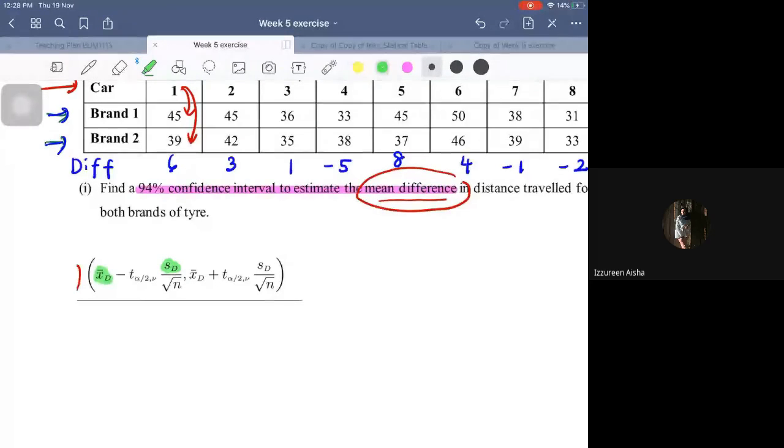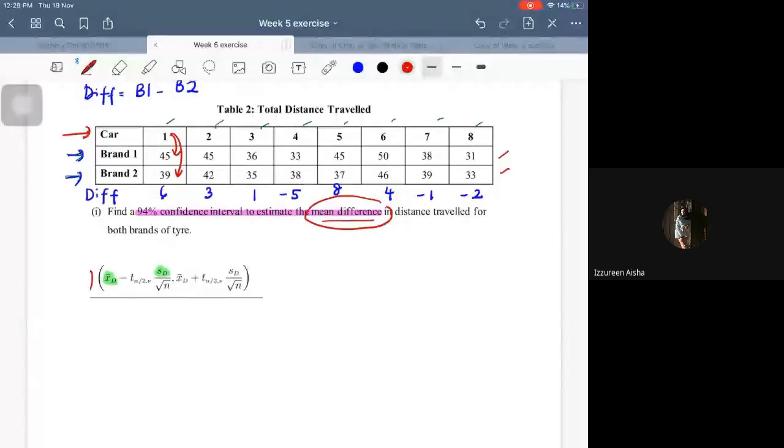Now what we're going to do is put all these values into your calculator: 6, 3, 1, -5, -8, 4, -1, -2, and find the X bar D and also the SD. I'm not going to do the calculation. I'll let you do it for me. So now use your calculator and find X bar D and SD. Or if you have already done the calculation, let me know the value.